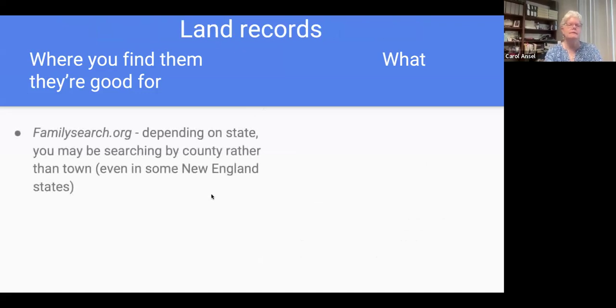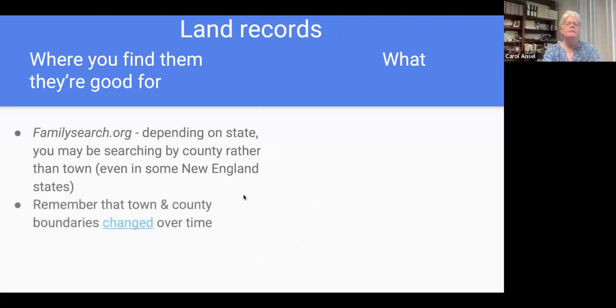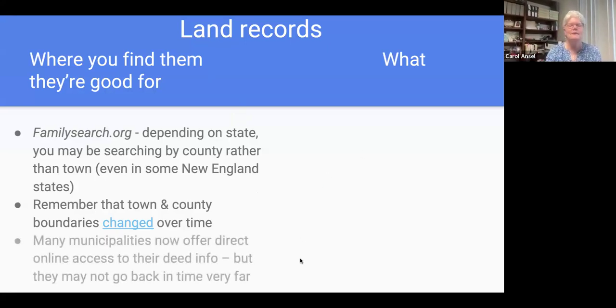Okay, land records on FamilySearch. You might be searching by county or town. It depends on the area, remembering that town and county boundaries changed over time. One of the best places, a place I like, is the Newberry Library in Chicago, which has a wonderful website that will show you how the boundaries are changing over time. It's both in terms of a map, where you'll see the boundaries change, and also a text list. So if you'd like to read rather than look at the images, you can find it that way as well.